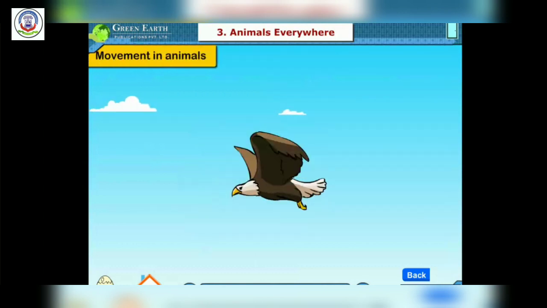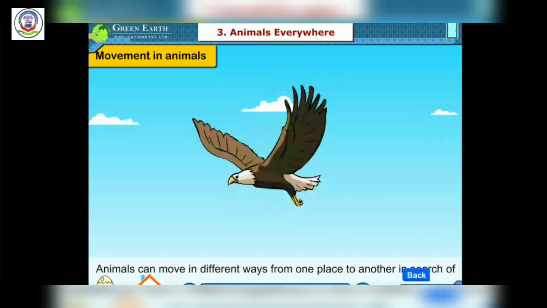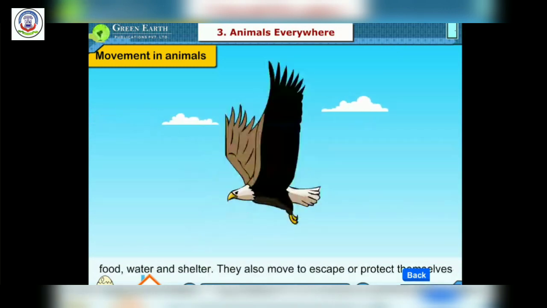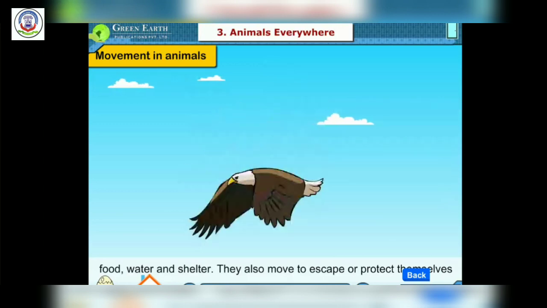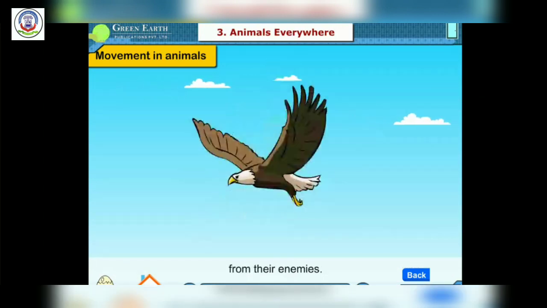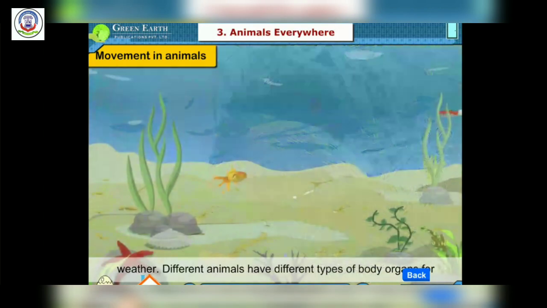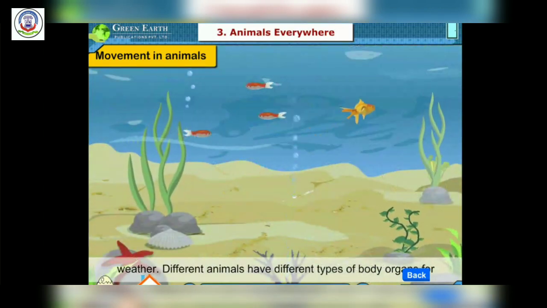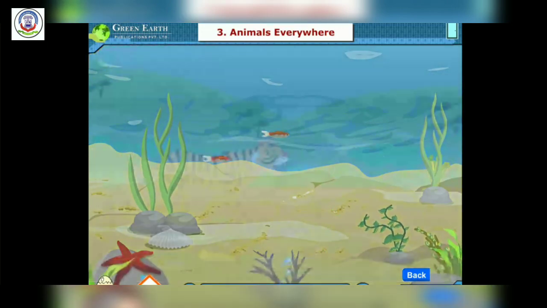Movement in animals. Animals can move in different ways from one place to another in search of food, water, and shelter. They also move to escape or protect themselves from their enemies. Some animals move to build their nests to protect themselves from bad weather. Different animals have different types of body organs for movement suited to their habitat.